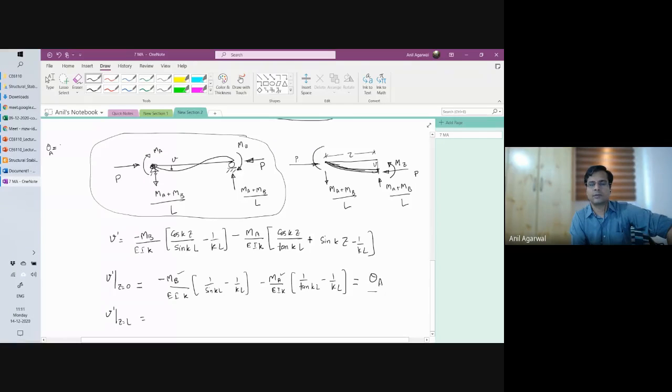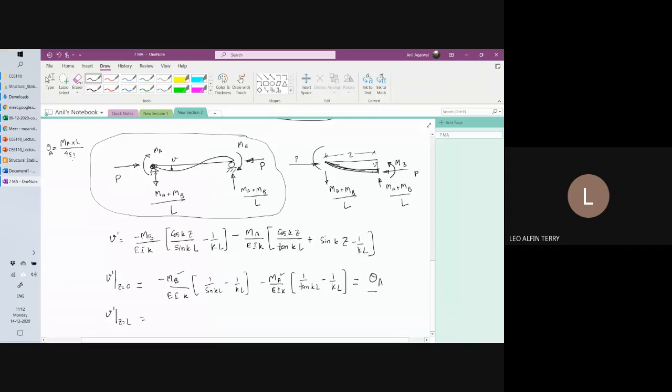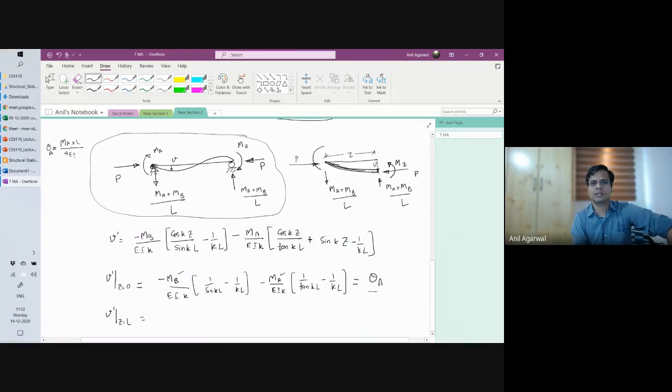Theta A, as per the earlier discussions on linear systems, would have been MA L divided by EA. Are you sure, EI, or 4EI? If MA is applied, it produces a rotation, in other words MA is equal to 4EI by L theta, plus MB L divided by 2EI.